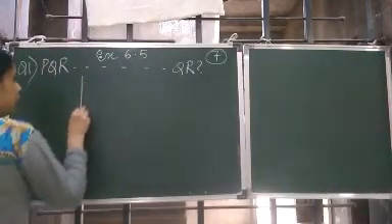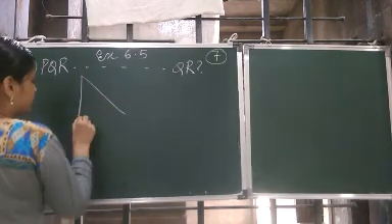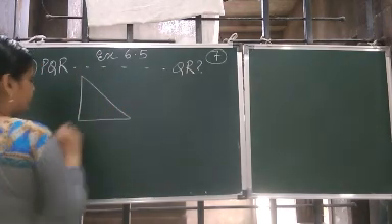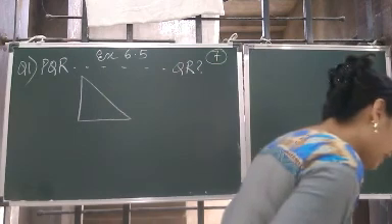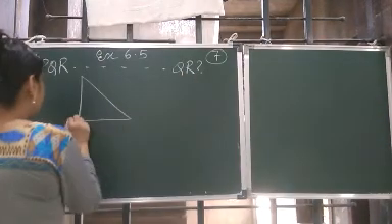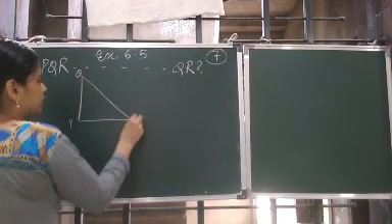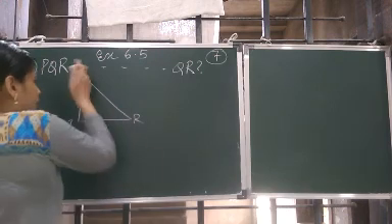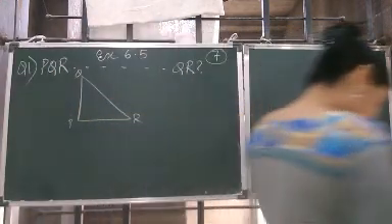PQR is a right triangle. So we make a right triangle. This is PQR. It is right angled at P. So this is P, this is Q, and this is R. Q can be here also, R can be here also. You can make it any way.